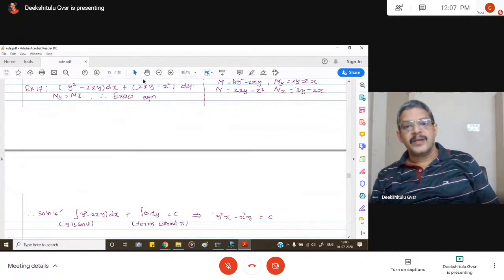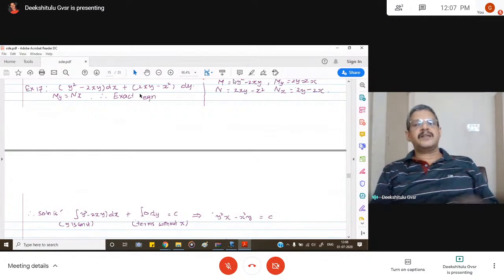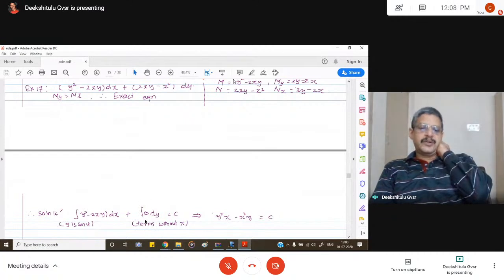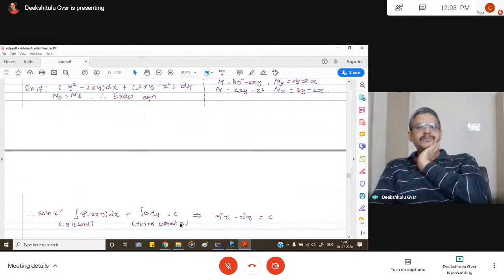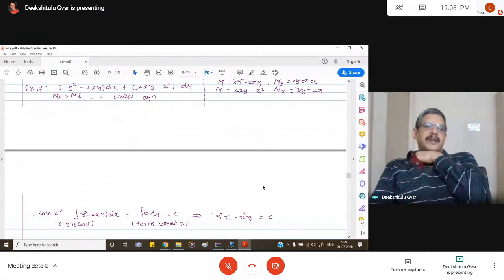Integral of terms of m, and the integration should be done with respect to x, treating y as constant. Then add the integral of terms independent of x, integrated with respect to y. So what are the terms without x? We have x in the first term, we have x in the second, so there are 0 terms. There is no term independent of x, so 0. So simply integrate this with respect to x, assuming y as constant. So y square x minus x square y is equal to, this is a very simple straight formula.